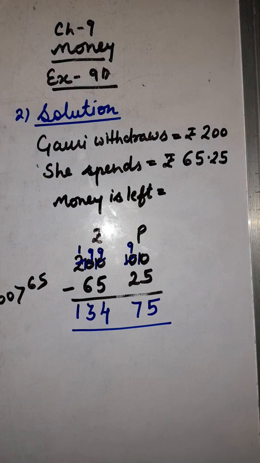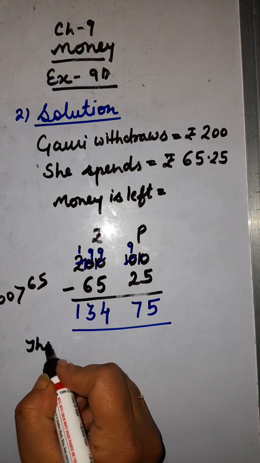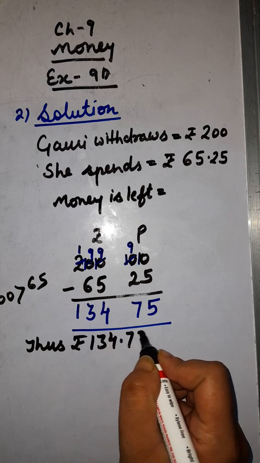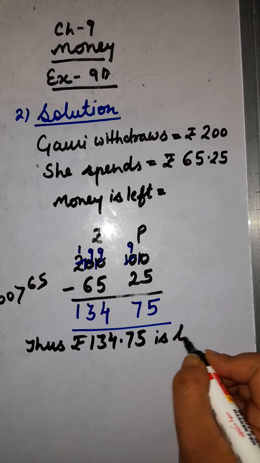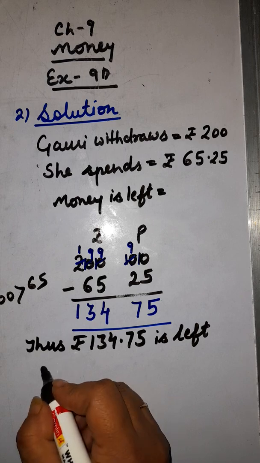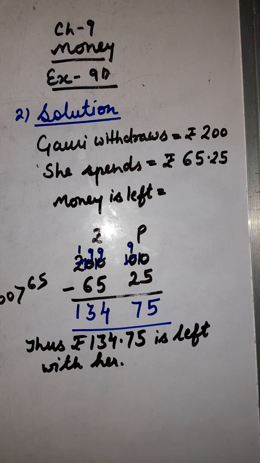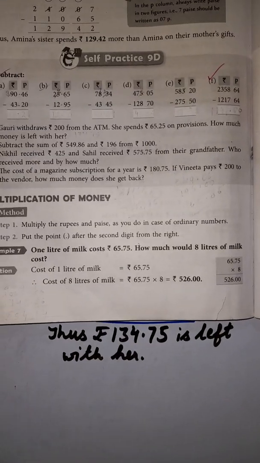So how much money is left with her? The last statement we will write thus: rupees 134 and 75 paise is left with her. All right? Understood it, children? Okay. Let's look into the next problem, which is problem number 3.